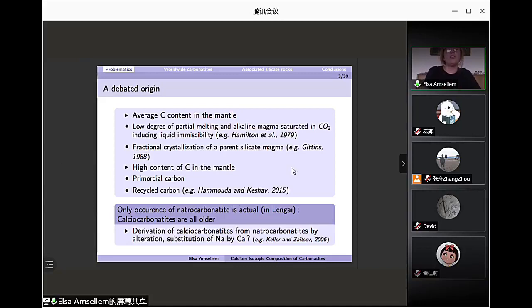Moreover, the only occurrence of natrocarbonatites is active, at Oldoinyo Lengai in Tanzania, and all calciocarbonatites are older; there are no modern calciocarbonatites. Some authors, especially Keller and Zaitsev in 2006, have suggested that calciocarbonatites derived from natrocarbonatites by alteration that substitutes sodium by calcium.